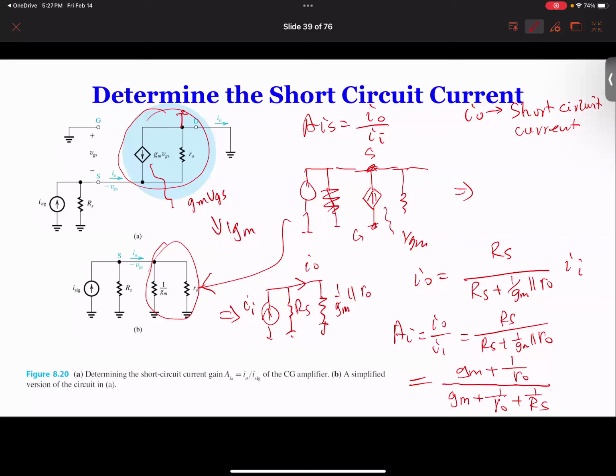The reason you can convert GM times VGS into 1 over GM is because the voltage from here to here is VGS. So use voltage divided by current, you get 1 over GM. Right. So use both the terminal voltage divided by the current. So that's why I mentioned earlier, you can convert only if this voltage is VGS. If it's not VGS, you cannot do it.